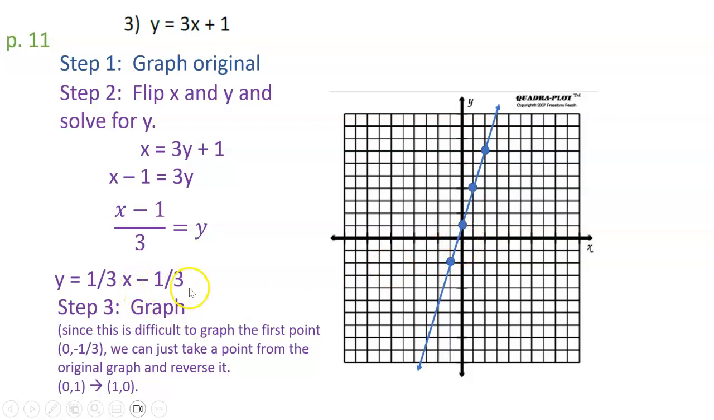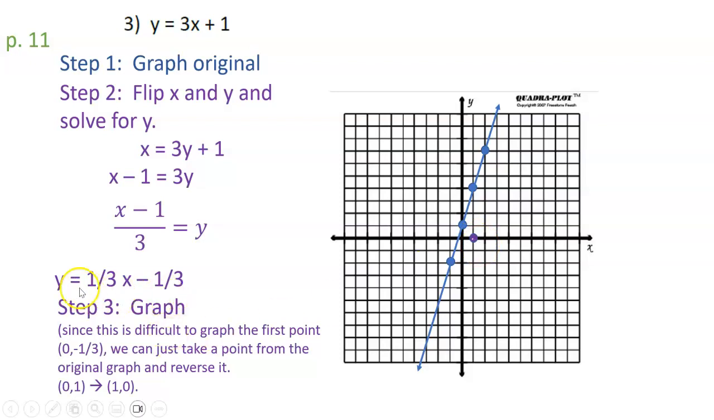So an alternate, instead of starting at negative 1/3, you can use the original graph, remember like that inverse relation, and just flip one of the points around. So you can see down here, one of the points on the original graph was 0, 1 right here. We can just flip that around and make it 1, 0. So if we make the point 1, 0, there it would be.